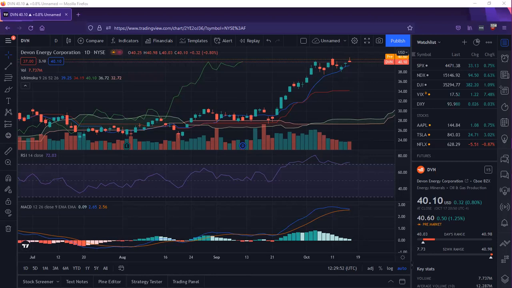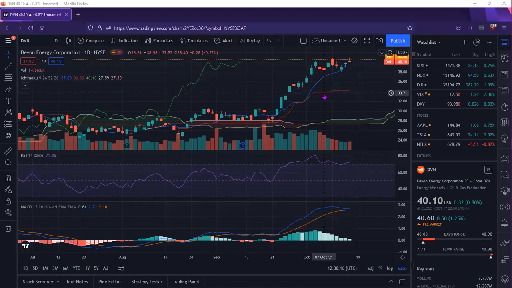We have Devon Energy here up on the screen. The first line we're going to talk about is the blue line, and this is called the conversion line. It's the average of your 9-day high and low. We're using days because we're on a daily chart. It's actually the period, so if you're looking at a shorter term or longer term, that can be adjusted. I'm just going to call it days. And this is roughly 2 weeks for your short term.